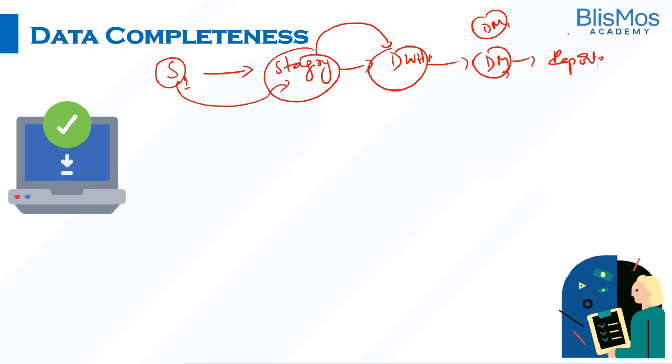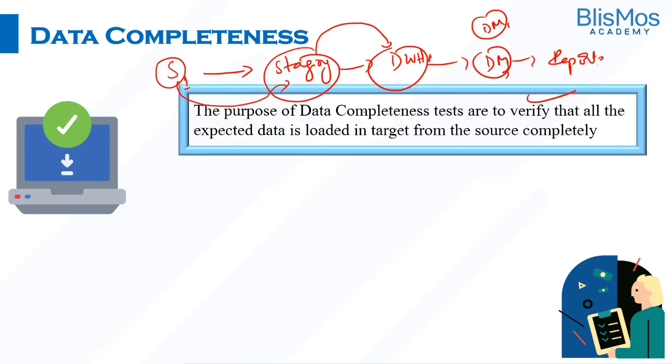So we need to validate, we need to test whether the data is complete or not when the data is moved from one stage to another stage, right? That is where data completeness comes into picture. The purpose of the data completeness is to verify that all the expected data is loaded into the target from the source completely. Look at this word completely. Multiple factors determine the completeness. We'll look at them in the subsequent slides.